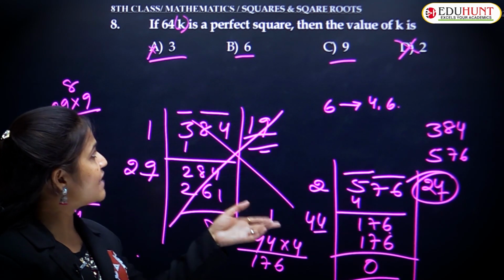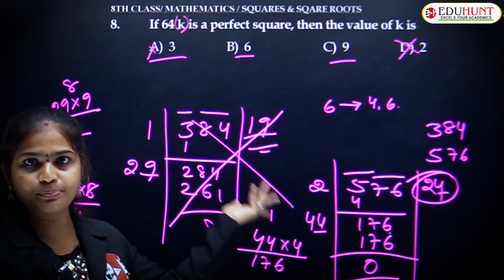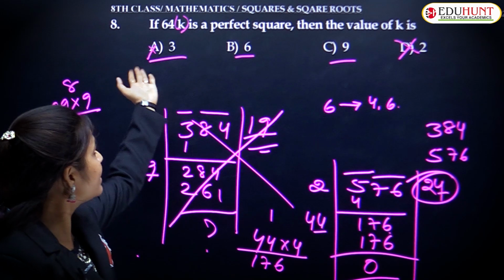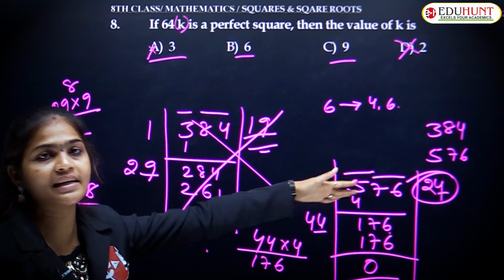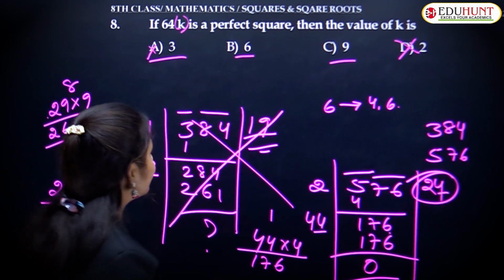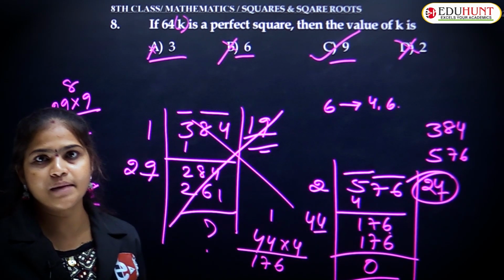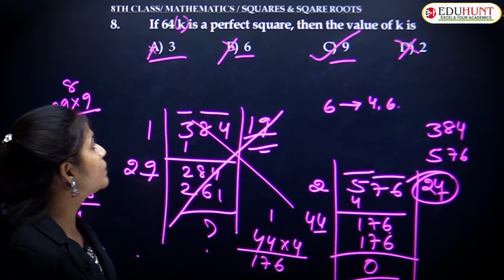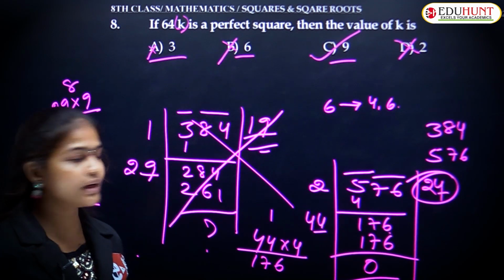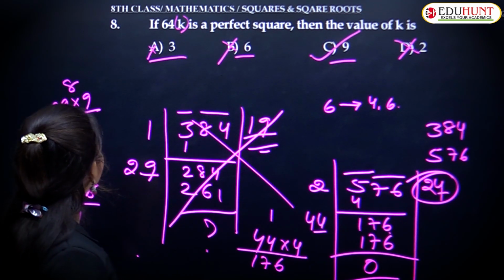Okay. So is 576 a perfect square or not? Perfect square. So 64 is multiplied by which number to get a perfect square? That is 9. Okay. So this is also wrong. Understand? So which option is correct here? Option C is correct here. Okay. So let us check the next question.